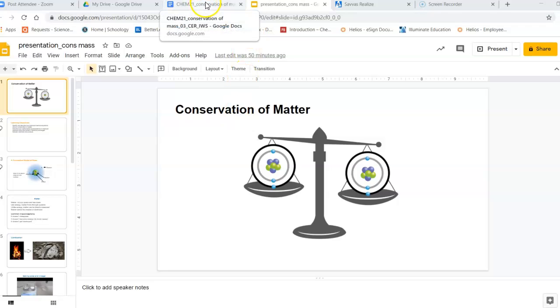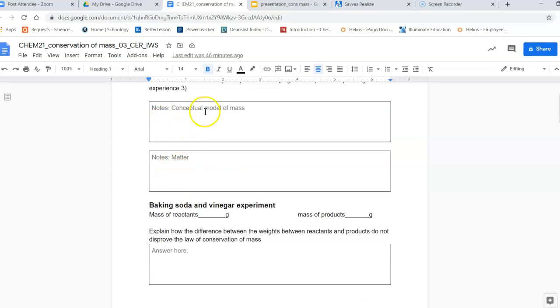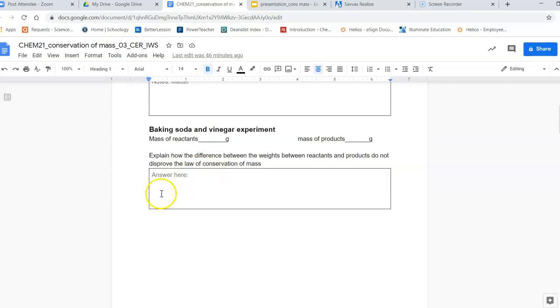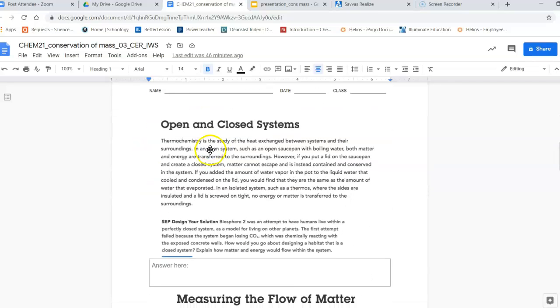You should be following along with your notes. So here are the directions for your notes. Follow along with the video assigned on Schoology. Hey, you're already on a video, so you're doing good. Take notes, read passages, and answer questions. So notice here that there is a place for you to take notes, and also questions embedded in here.